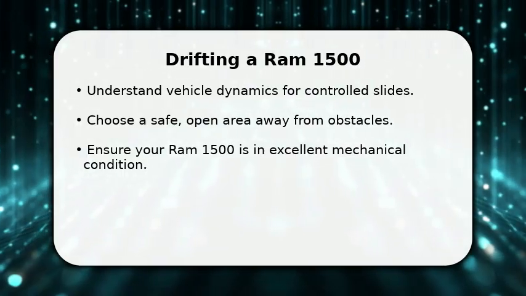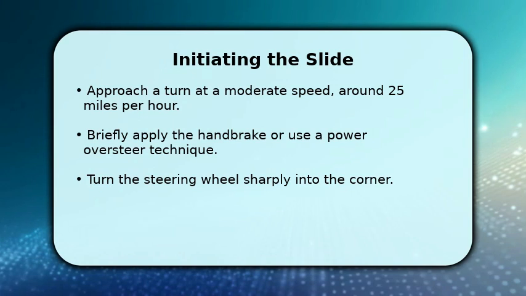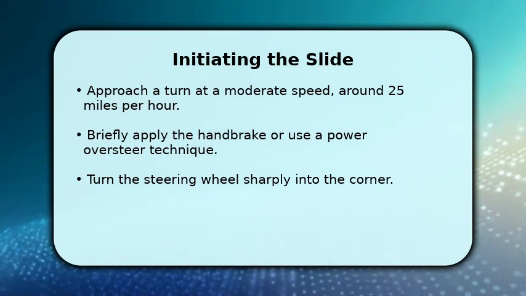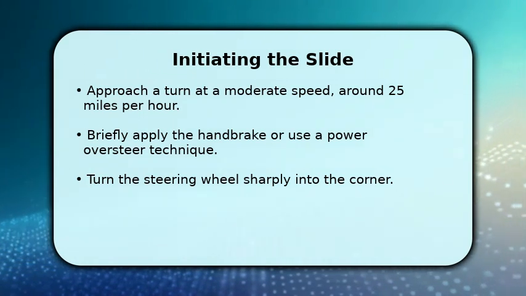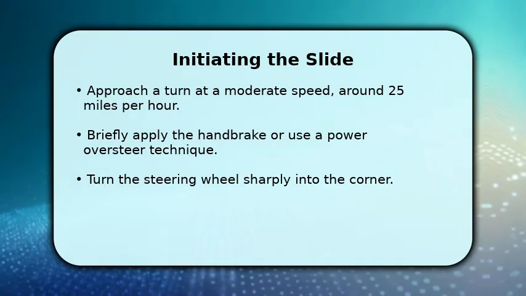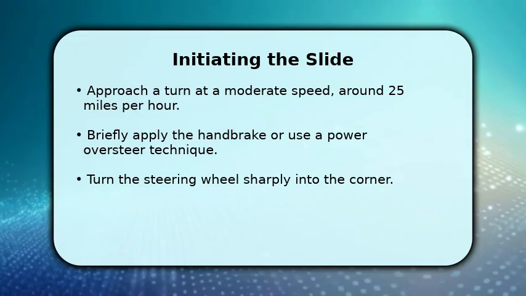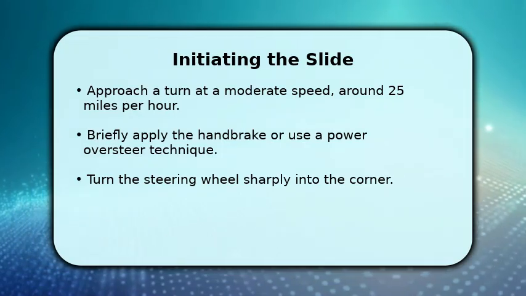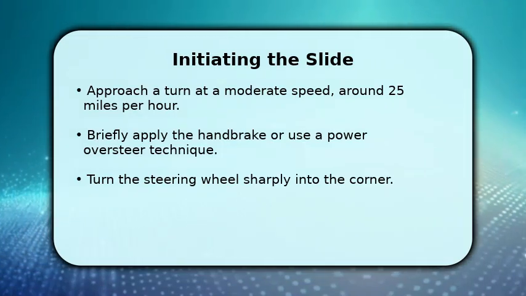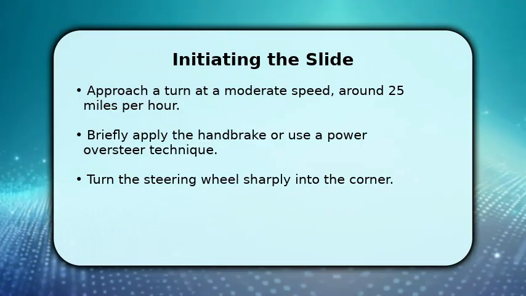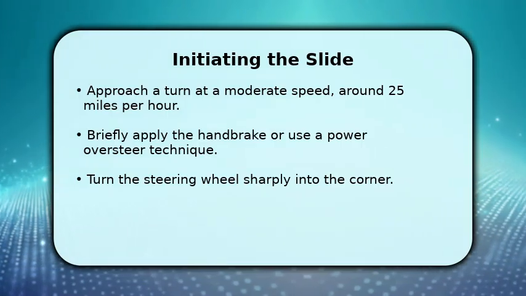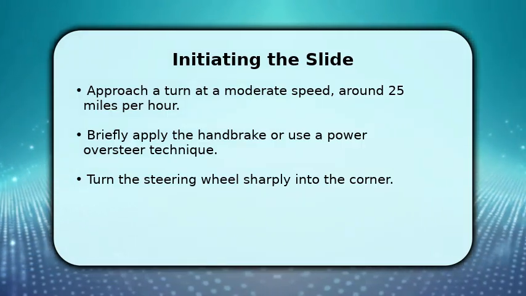This preparation is key. To initiate the slide, approach a wide turn at a moderate speed, perhaps around 25 miles per hour. You can then briefly apply the handbrake to break traction or use a power oversteer technique by applying significant throttle. Simultaneously, turn the steering wheel sharply into the corner to encourage the rear end to swing out.